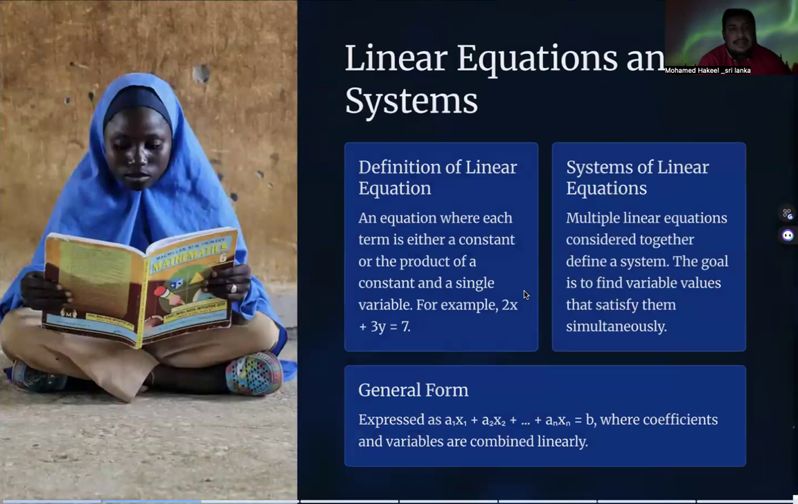Linear equations and systems. Definition of linear equation: an equation where each term is either a constant or the product of a constant and a single variable. For example, 2x + 3y = 7.